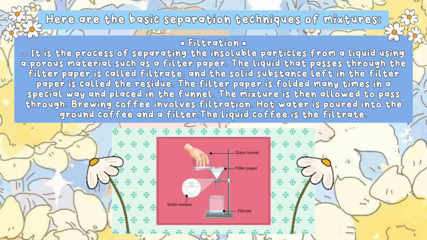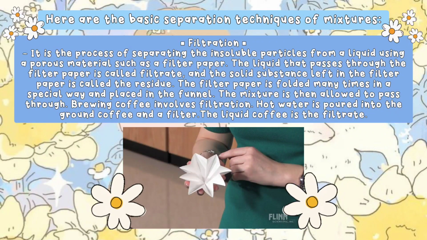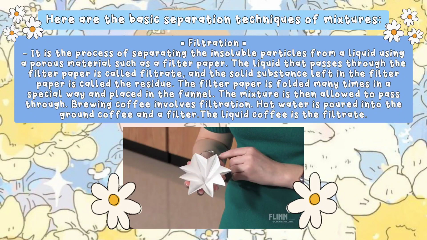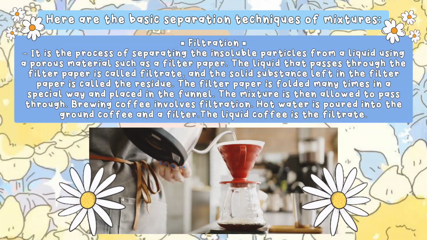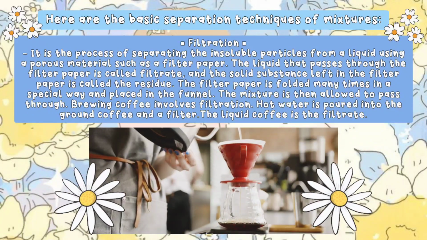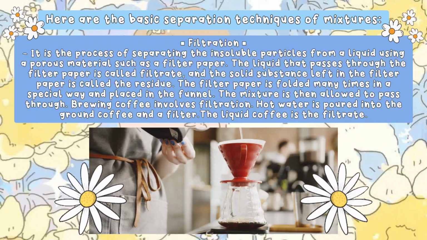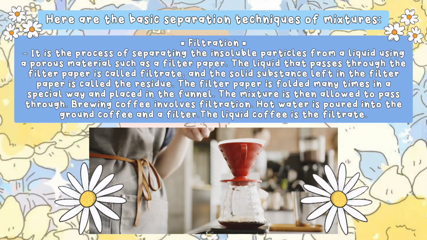The filter paper is folded many times in a special way and placed in the funnel. The mixture is then allowed to pass through. For example, brewing coffee involves filtration. Hot water is poured into the ground coffee and a filter. The liquid coffee is the filtrate.